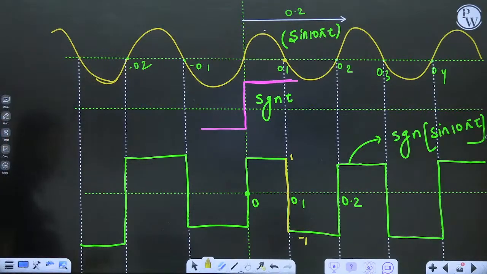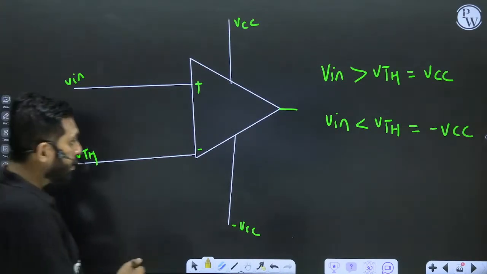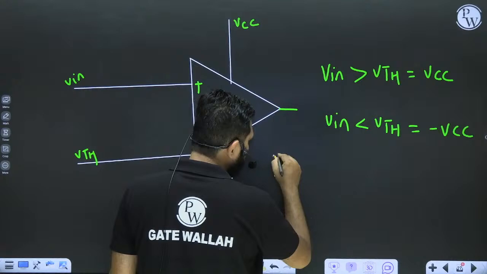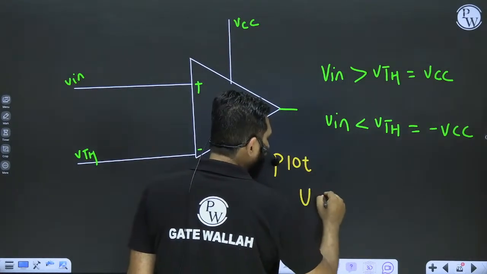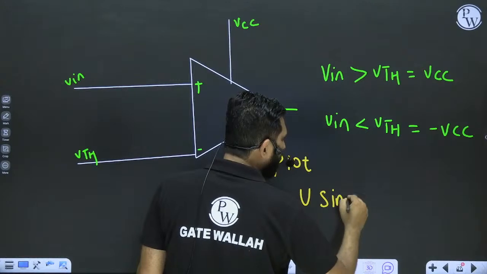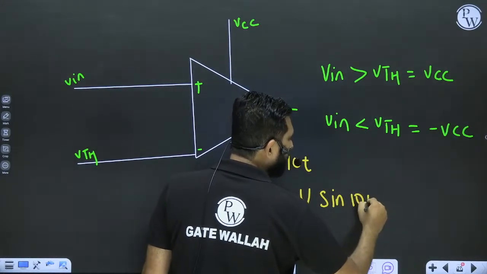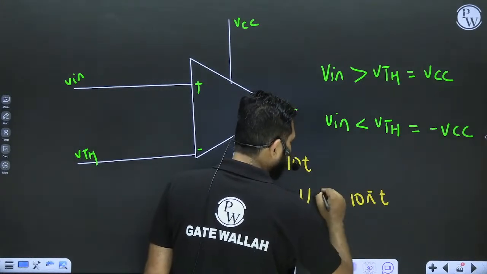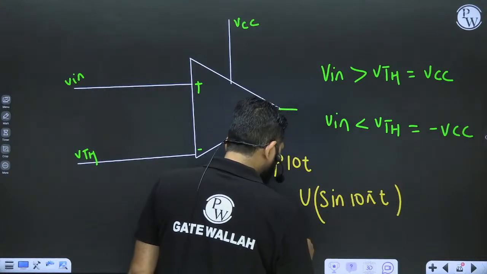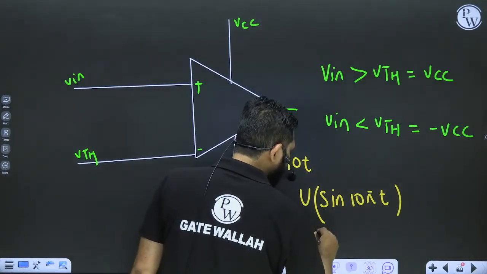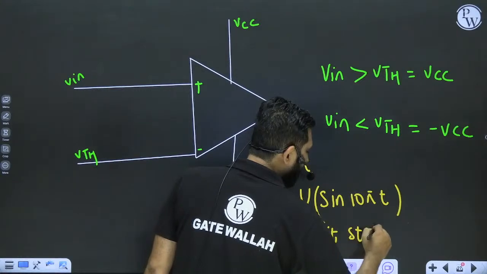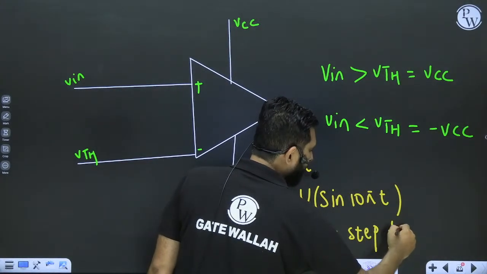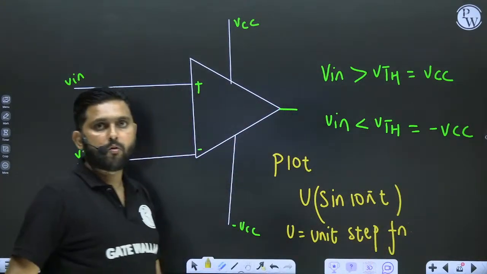Now listen carefully. See here, I am giving you the homework. Homework: plot u of sine 10 pi t, where u is the unit step function.